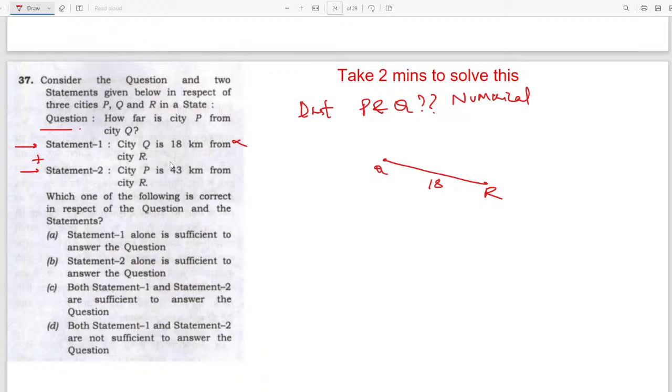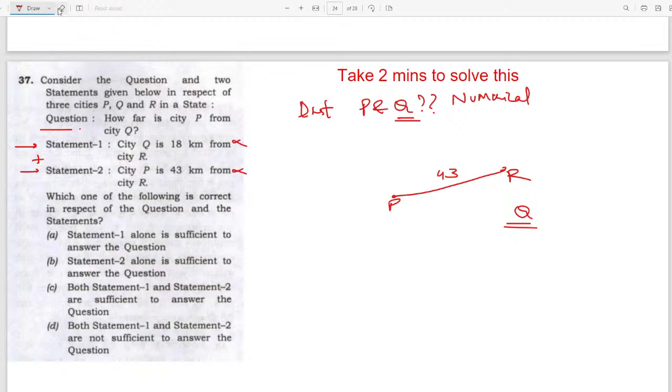Now we'll forget statement 1 and see statement 2. Statement 2 says P is 43 kilometers from R. We have P, we have R, and this is 43 kilometers. So we know P and R, but we don't know about Q, because they're asking about Q. We need Q also. So clearly statement 2 is not enough. Statement 1 and statement 2 individually are not enough.